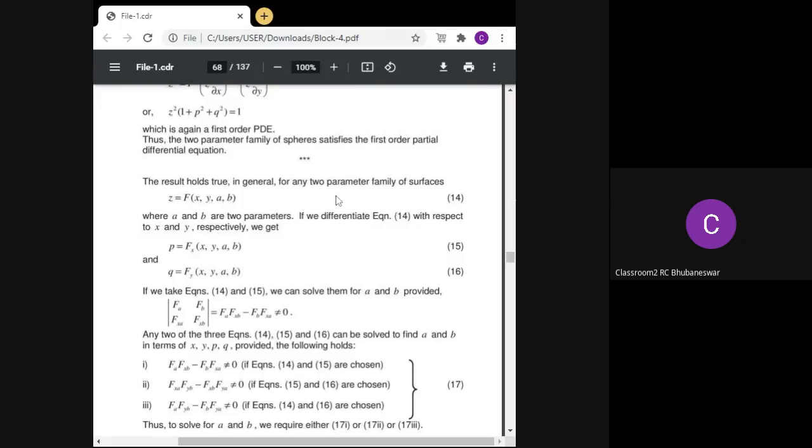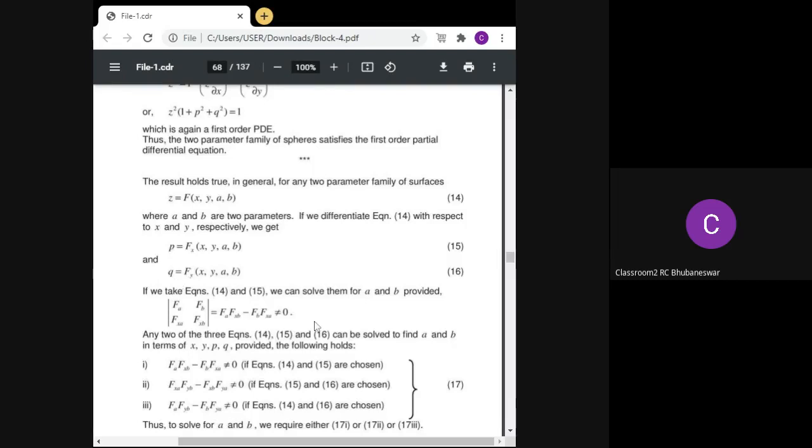So in equation number 14, as you can see, this is a two parameter family of surfaces, and the equation has been represented in the form of capital F with two independent variables x and y and two parameters a and b. So that's why I can say that this is a two parameter family of surfaces. Now first we have to calculate p, that is the partial derivative of F with respect to x, and q, that is the partial derivative of capital F with respect to y.